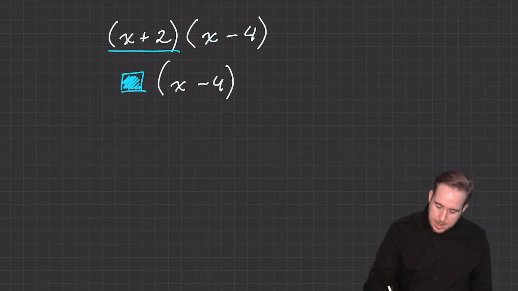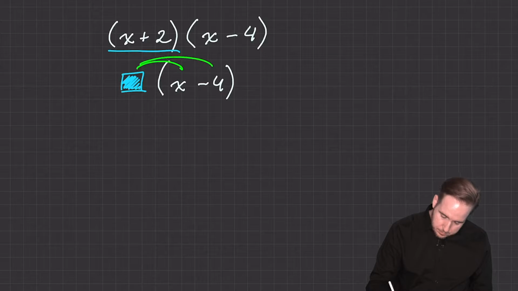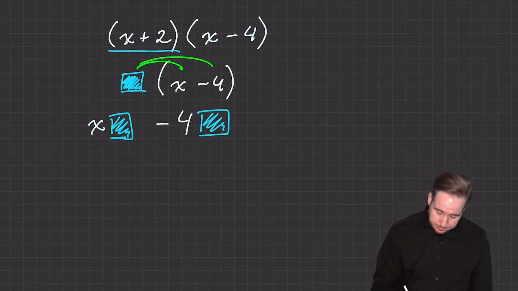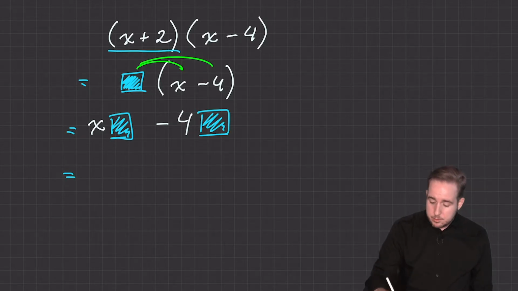Like that. And I would distribute like that, which means I would have x times a blue square minus 4 times whatever the blue square was, right? Just like that. But I know that the blue square is really x plus 2.